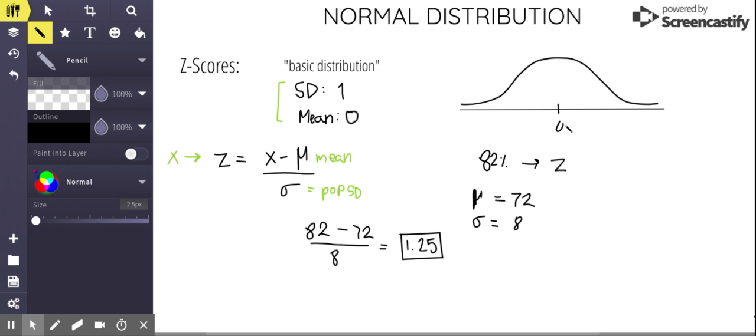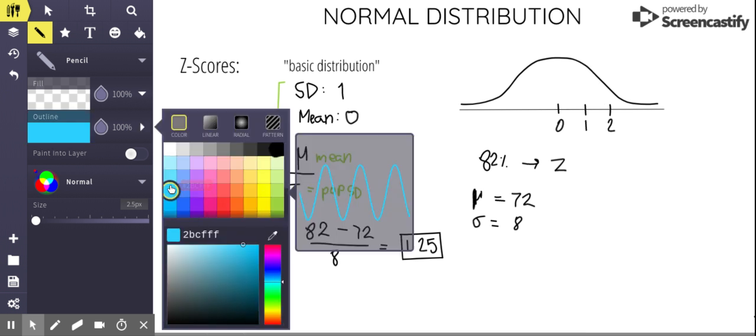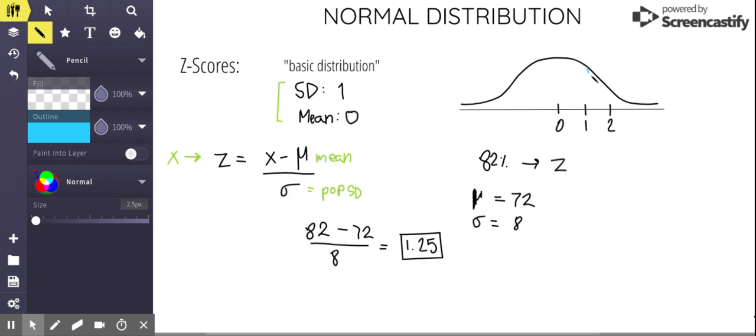If this is going to be 0, and that's going to be, let's say, 1, and over here, this is 2, well, 1.25, we can draw it in another color. It's going to be about here. And that's going to be this area in which a normal score of 82 would fall in. Okay, so that's really how far it goes for z-scores.